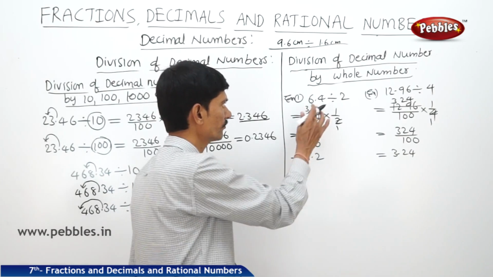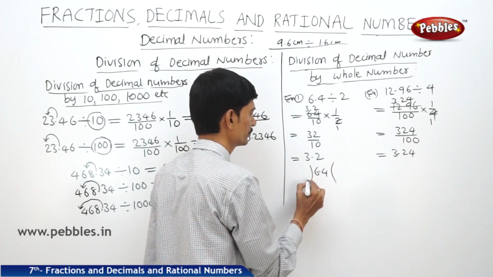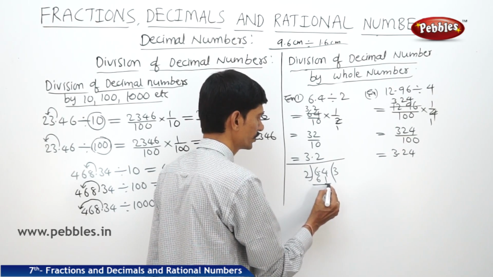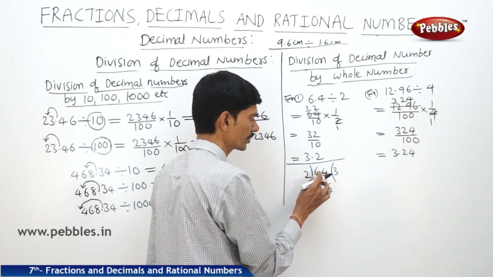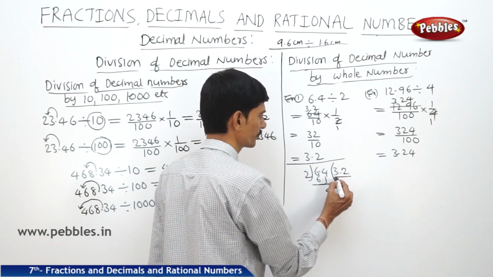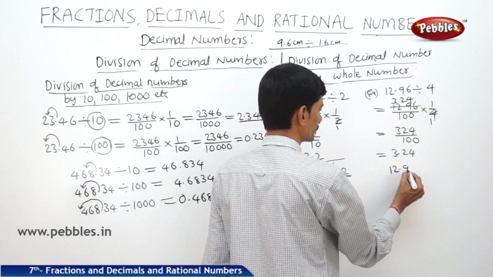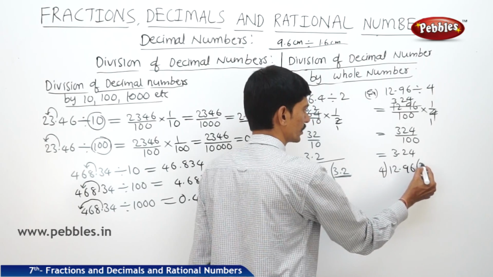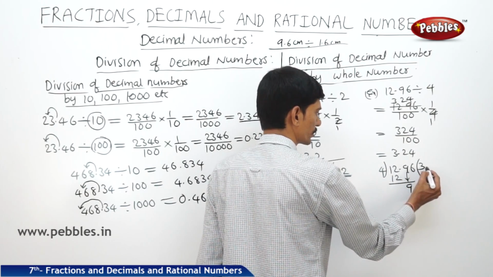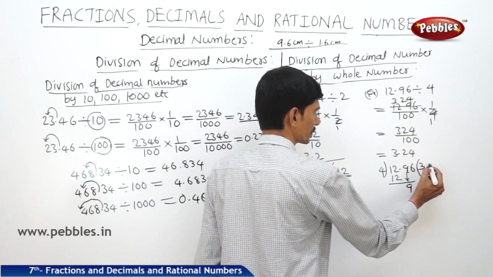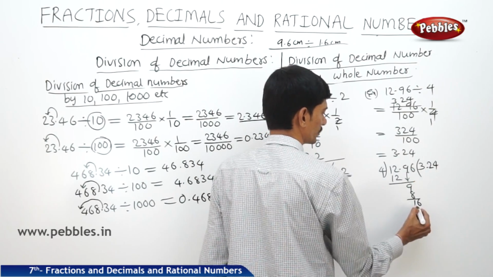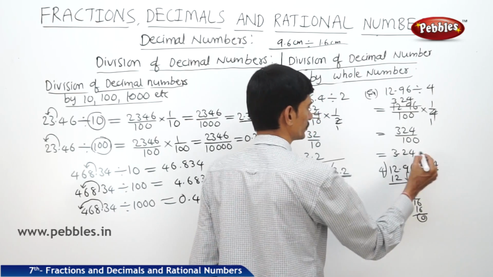Or we can normally divide 6.4 by 2. Now here 2 3s are 6, remainder 0, then we are carrying 4 here. So when you carry any number after the decimal point, in the quotient also we have to place the decimal point, then 2 2s are 4, the remainder is 0, the quotient is 3.2. In this case also 12.96 is divided by 4. Now 4 3s are 12, remainder 0, then we are carrying 9 after the decimal point, then in the quotient also we must place the decimal point, then 4 2s are 8, 1, then carry 6, and 4 4s are 16, and the remainder is 0. So the quotient is 3.24.